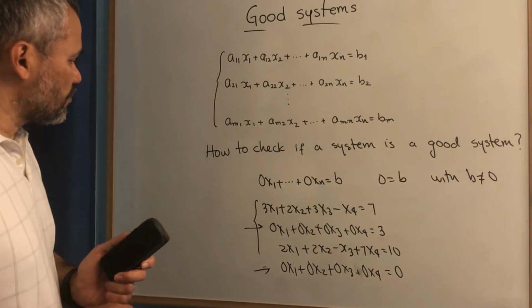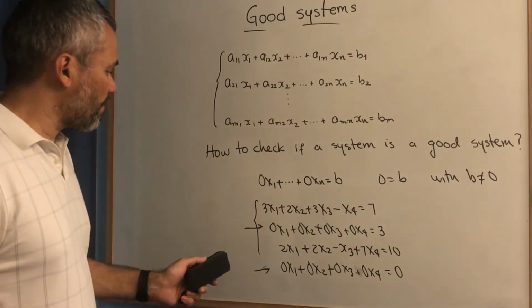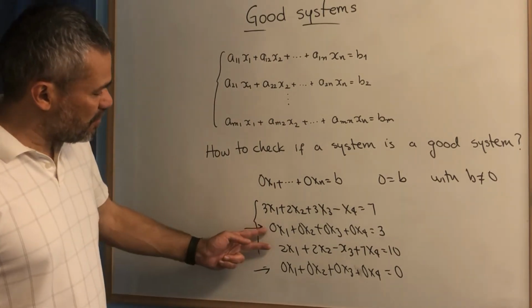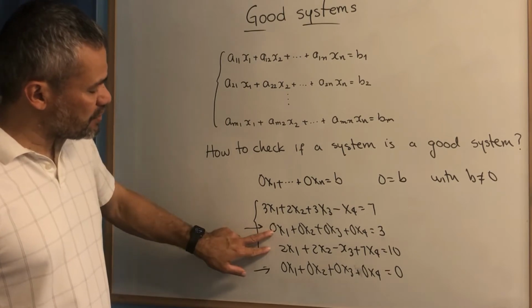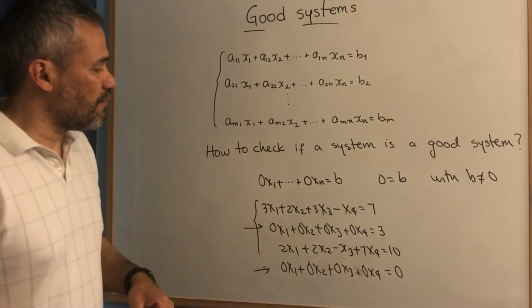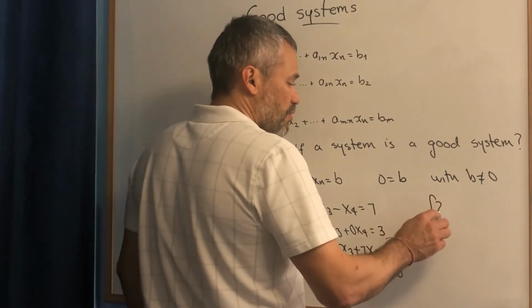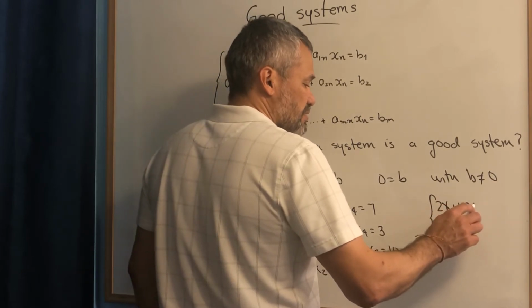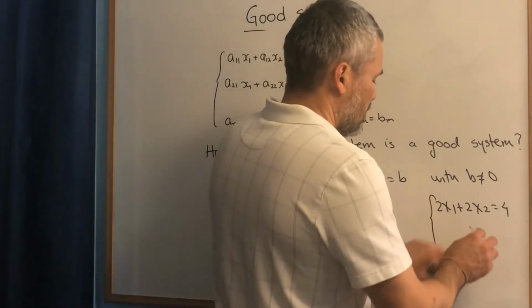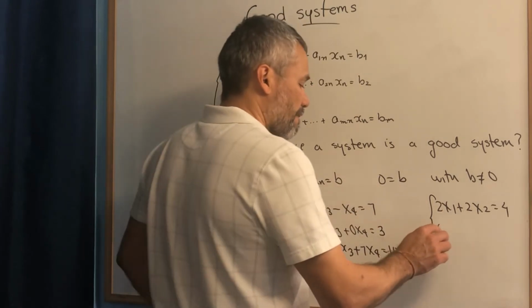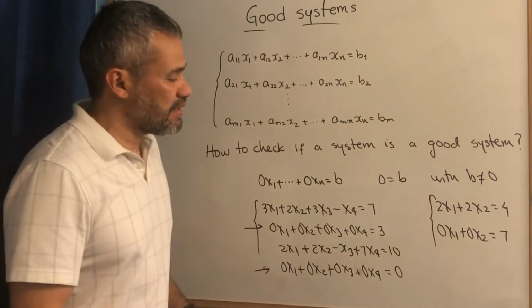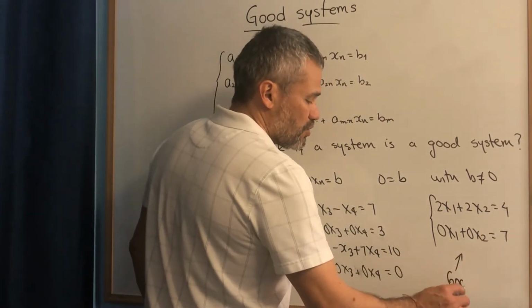Let's see. In this case, if we have something like this, it does not classify to be a good system because, again, we will have to change the order of these two so that an equation of this type is above an equation of this type. Let's see another example. 2x1 plus 2x2 equals 4 and 0x1 plus 0x2 equals 7. This is an example of a good system.